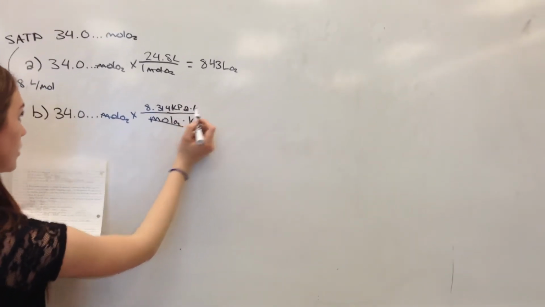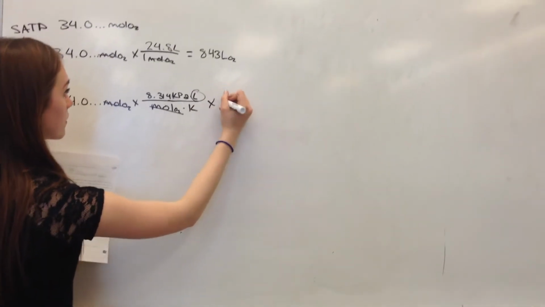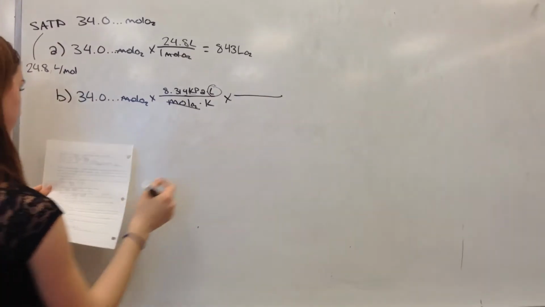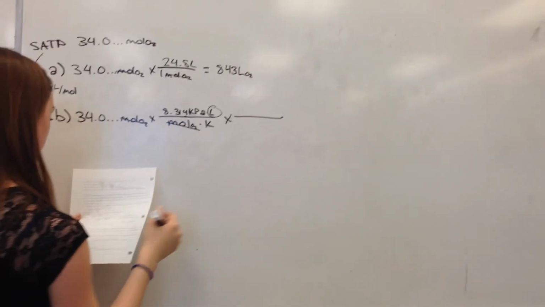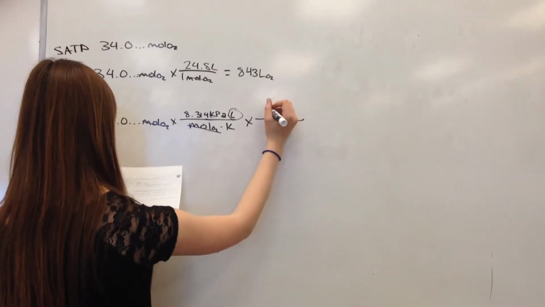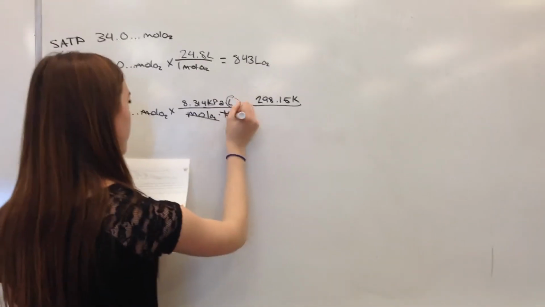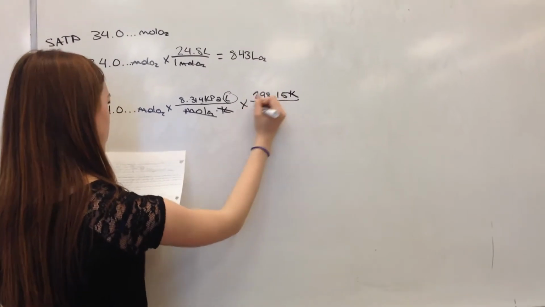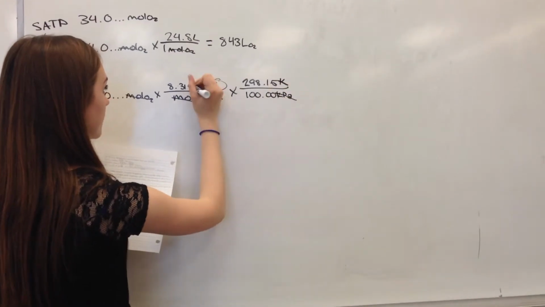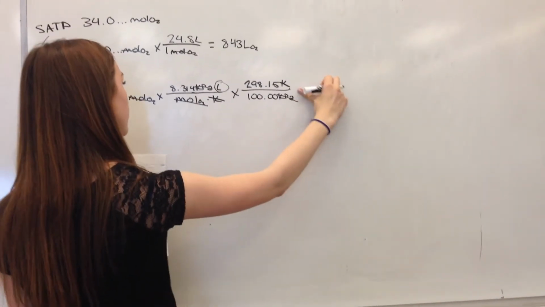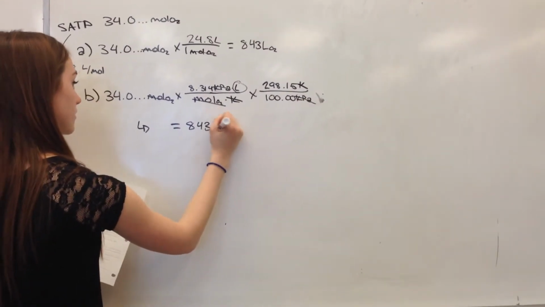So now that we need to find liters, we need to get rid of kPa and Kelvin. So that means that we would put temperature on the top, and our temperature in Kelvin is 298.15 Kelvin, and those would cross each other out, and 100 kPa. And those are good. So then our final answer is 843 liters of oxygen.